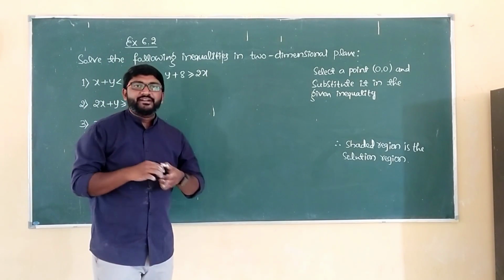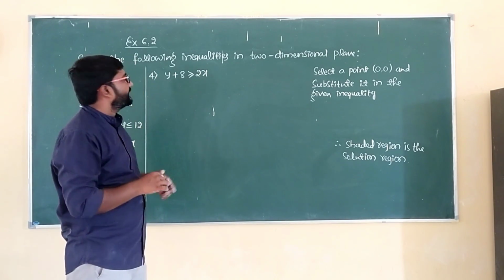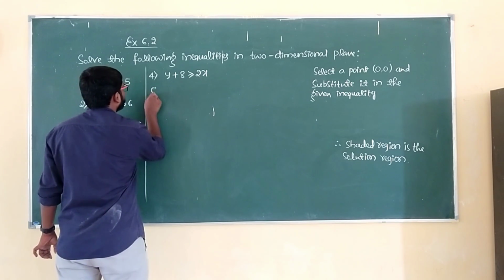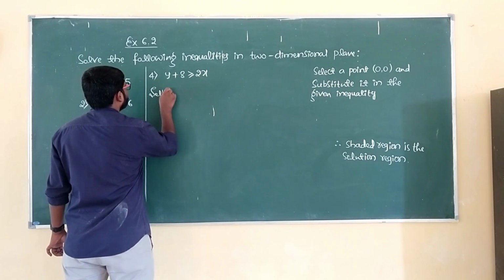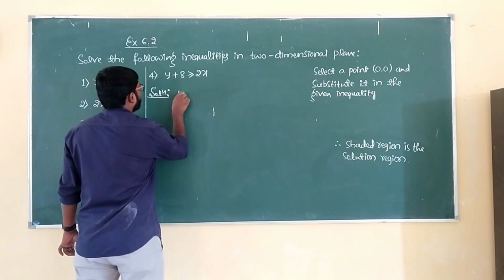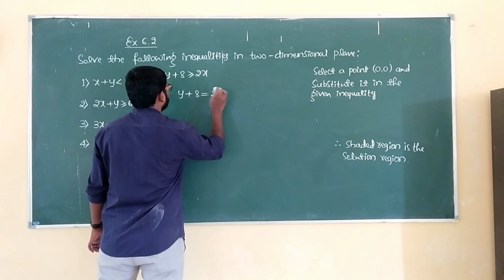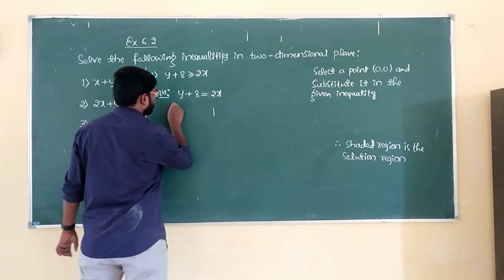Question number 4 is y plus 8 greater than or equal to 2x. Step number 1 is removing the inequality sign and writing the equal sign. Then after that we will construct a table. y plus 8 equals 2x. Go for the table.